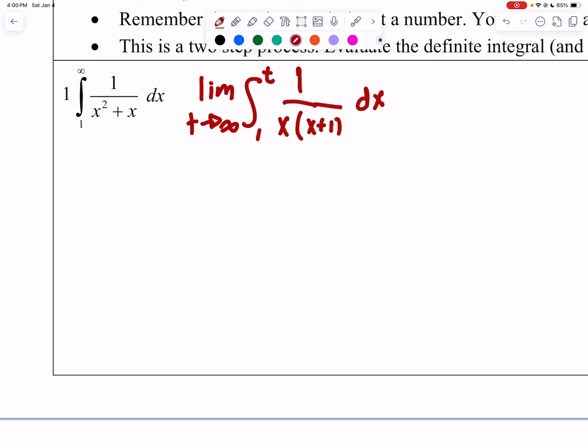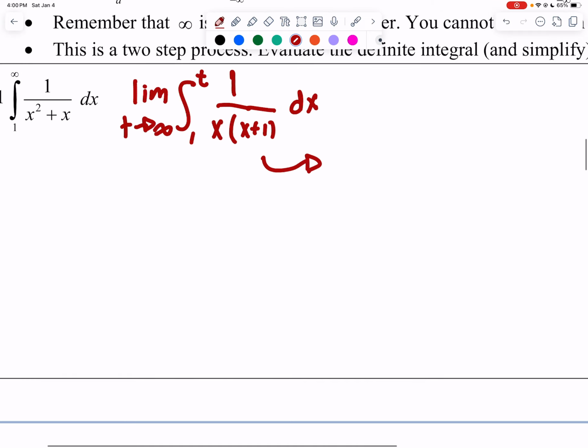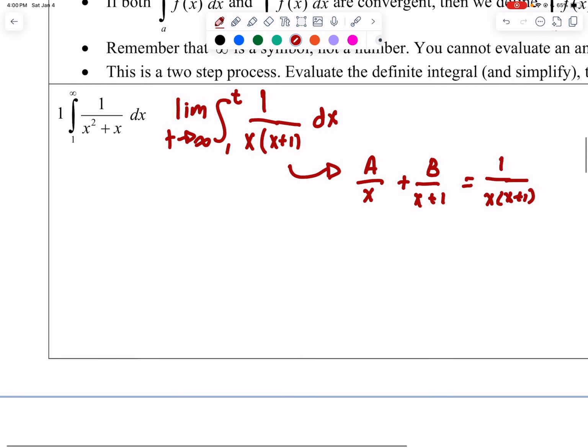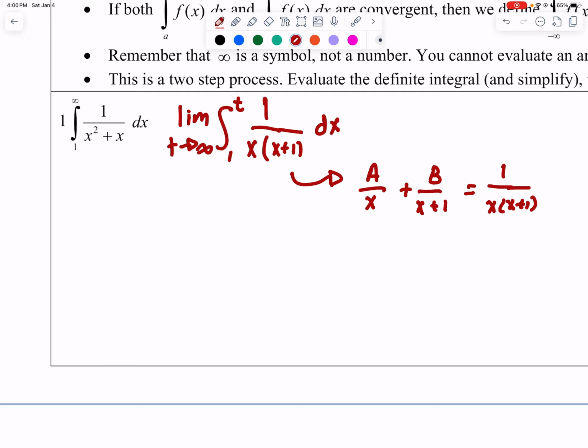So I'm going to go ahead and think about what this decomposition is by saying a over x plus b over x plus 1 is equal to 1 over x times x plus 1. I'm going to go ahead and shorthand this by thinking about my LCD. So for my first term, I need an x plus 1. For my second term, I need an x. And for my third term, I don't really need anything, so that's just going to be 1.